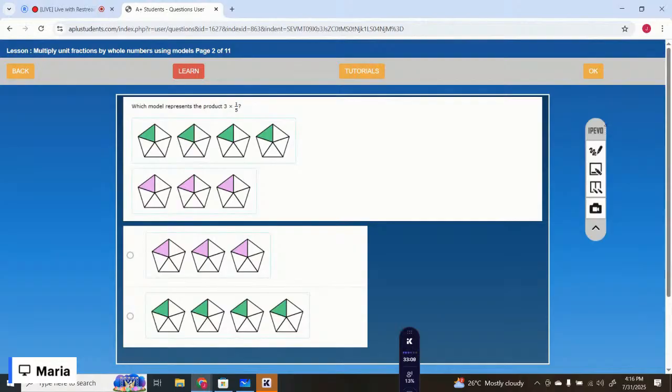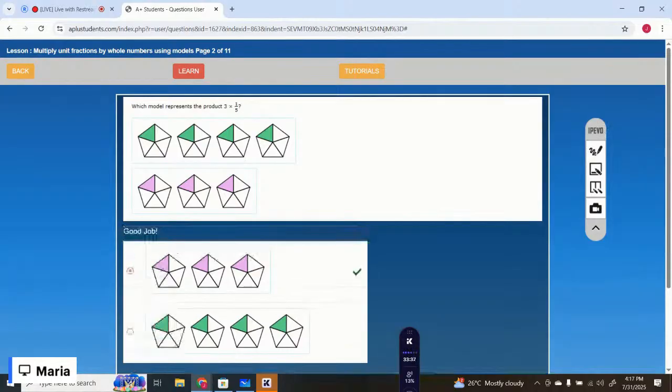Which model represents the product 3 times 1 by 5? 3 times 1 by 5 is 3 by 5. Option number 1 is the correct option. The first model represents 3 by 5.